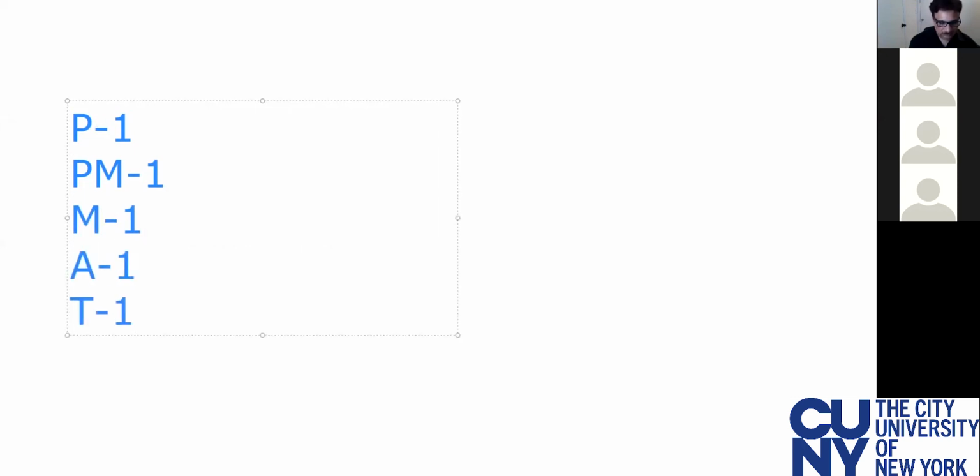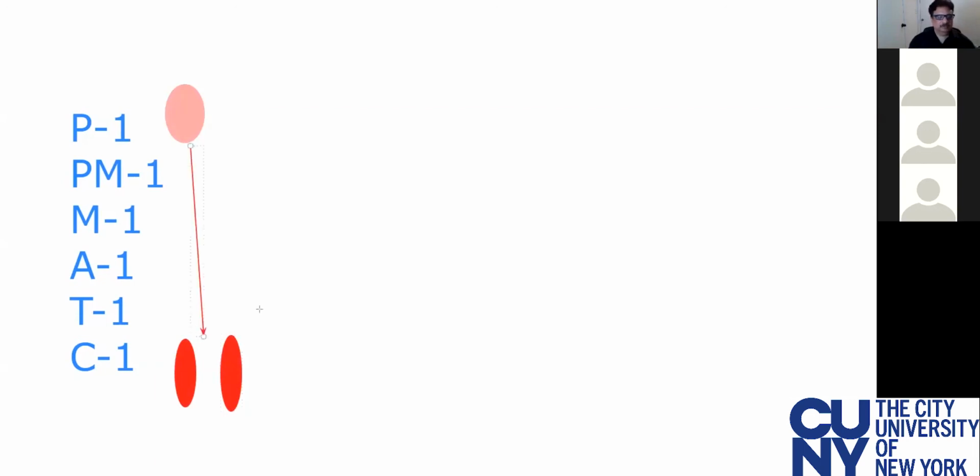Meiosis one is made up of prophase one, prometaphase one, metaphase one, anaphase one, telophase one, and cytokinesis one. This is meiosis one. A cell that enters meiosis one forms, at the end, two daughter cells, daughter cell one and daughter cell two.